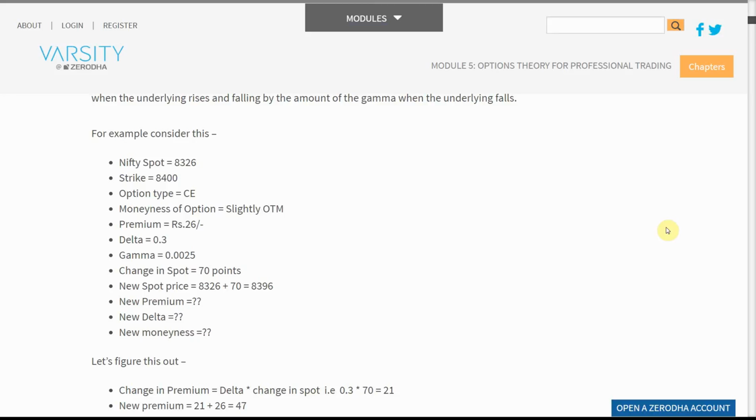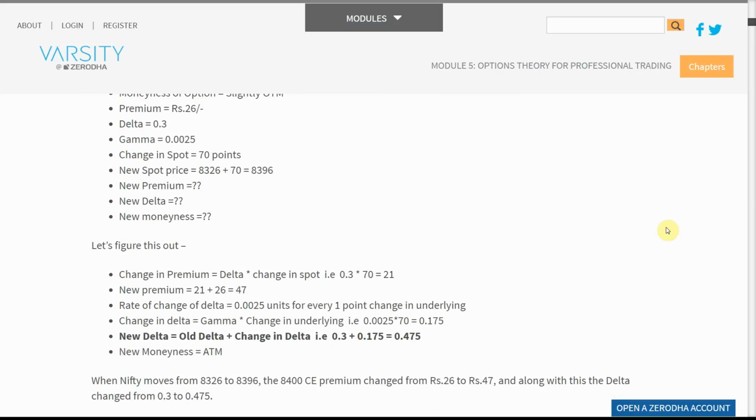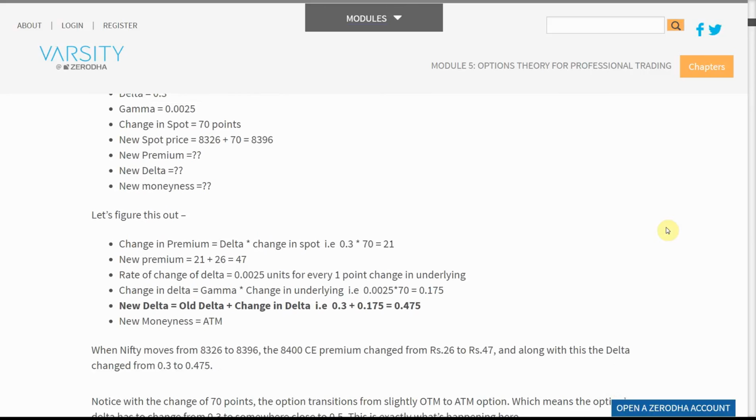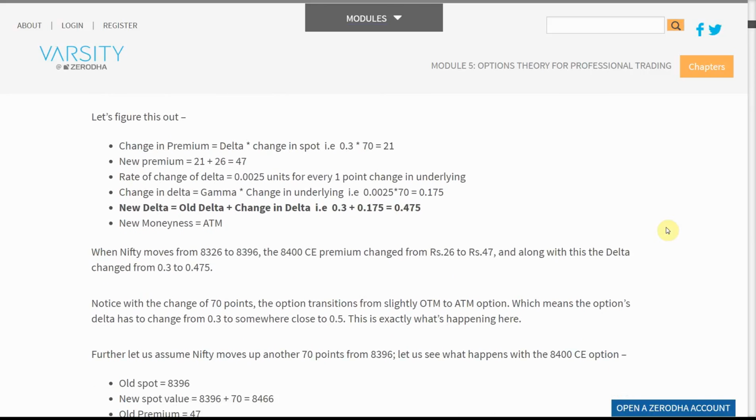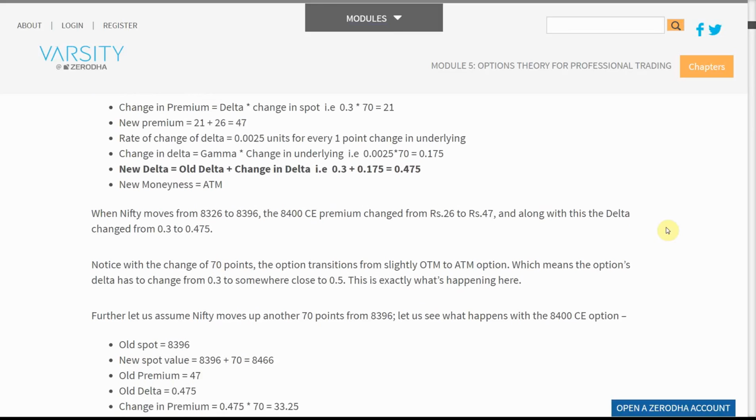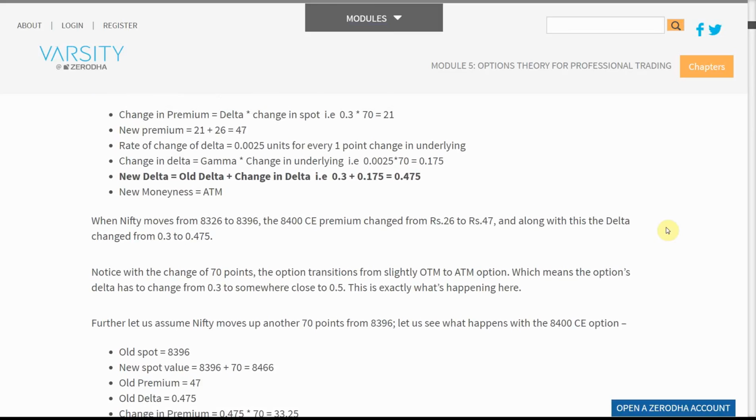Change in premium equals delta times change in spot, i.e. 0.3 times 70 equals 21. New premium equals 21 plus 26 equals 47. Rate of change of delta equals 0.0025 units for every 1 point change in underlying. Change in delta equals gamma times change in underlying, i.e. 0.0025 times 70 equals 0.175. New delta equals old delta plus change in delta, i.e. 0.3 plus 0.175 equals 0.475.